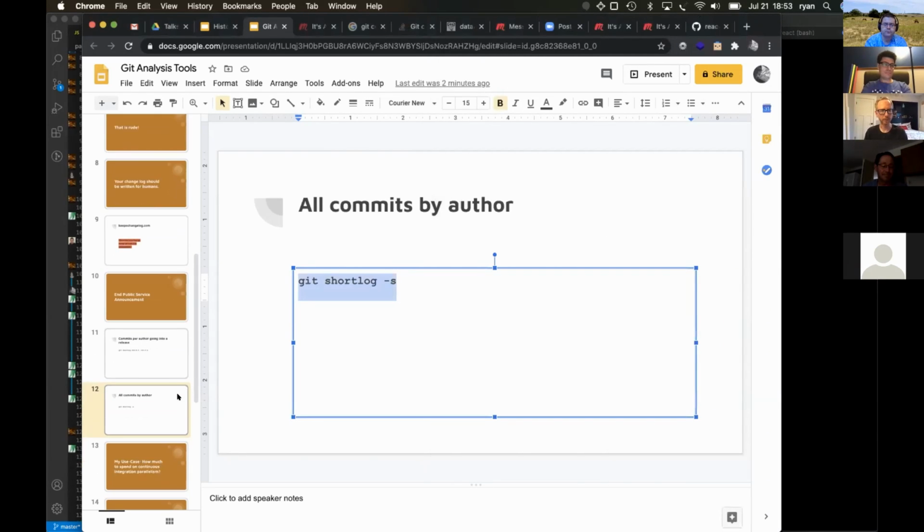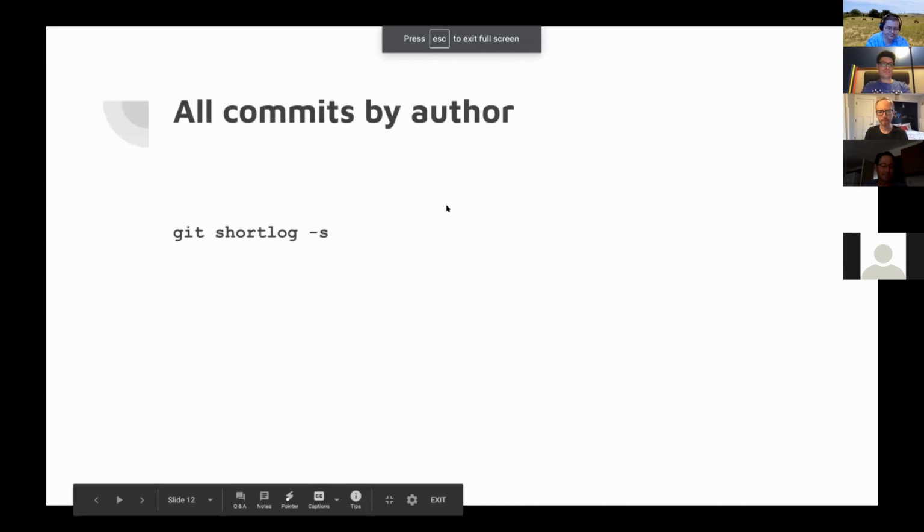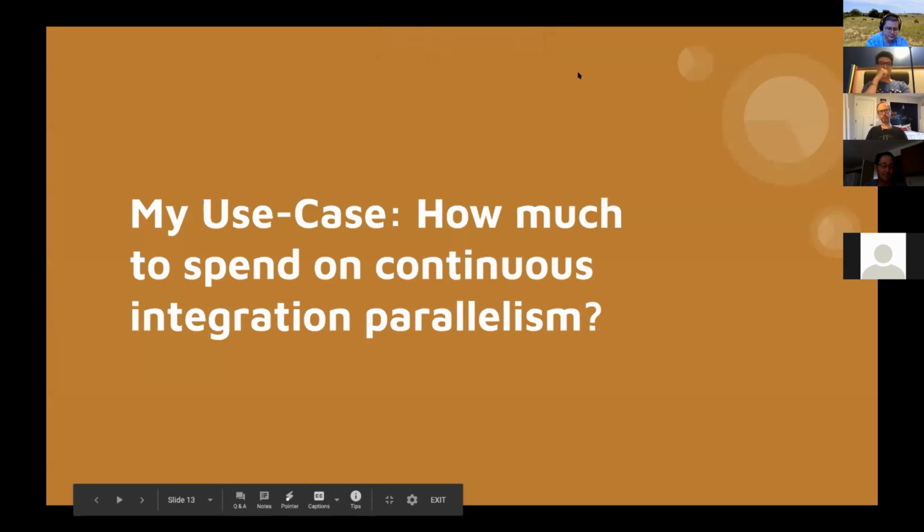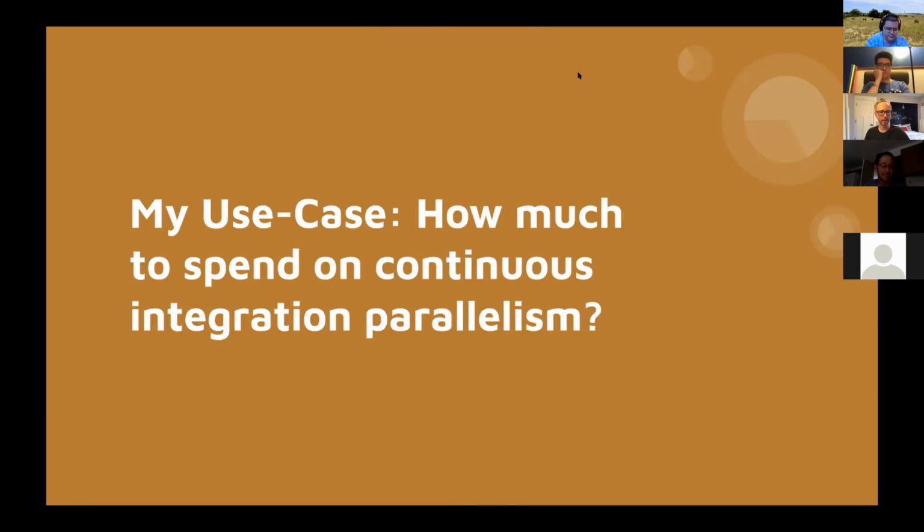All right, so let me walk you through another use case that I had in a different set of tools. My use case, what really got me started in all this, is how much to spend on continuous integration parallelism. We spun up automated tests on a new project, set them up in Circle CI, and we wanted to know how much time we, or other people, are going to spend waiting for their CI builds to finish. So I wanted to do some analysis to figure that out.